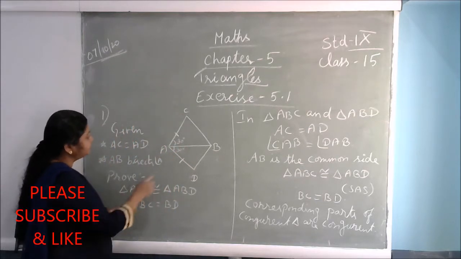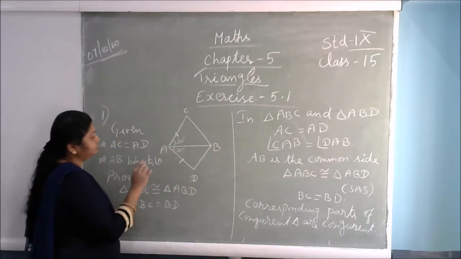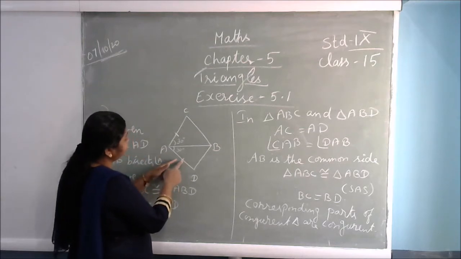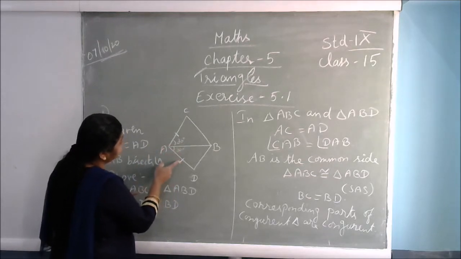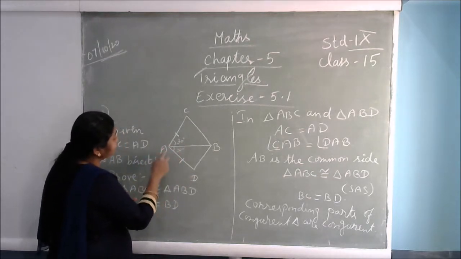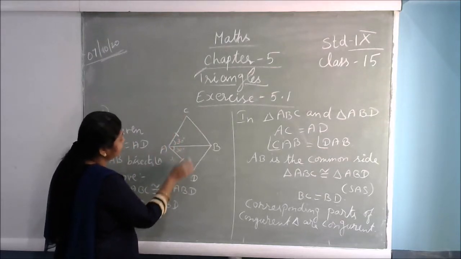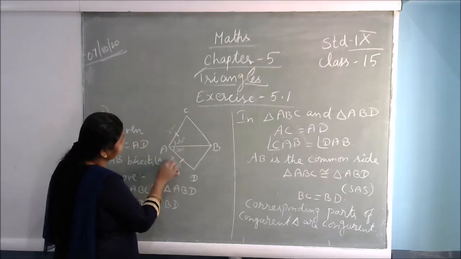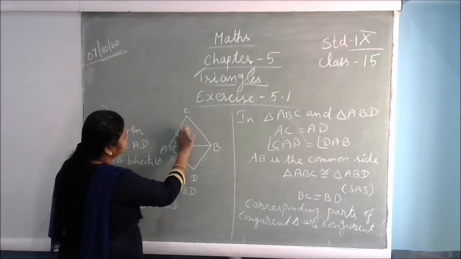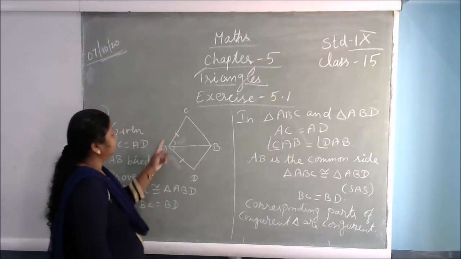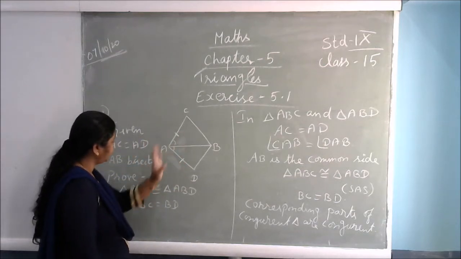Next, what you have to prove? This triangle and this triangle are congruent. First, what is the meaning of this? The line they have given means this side AD is equal to side AC. These two sides are equal. Suppose this is 3 centimeters, this is also 3 centimeters. This is 7 centimeters, this is also 7 centimeters. Okay. And afterwards, you have to prove this triangle and this triangle are congruent.